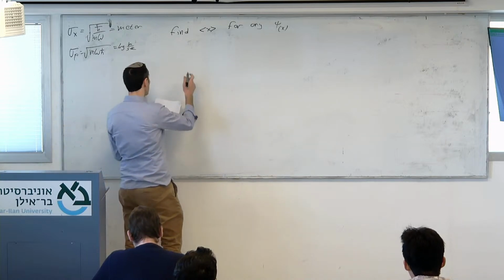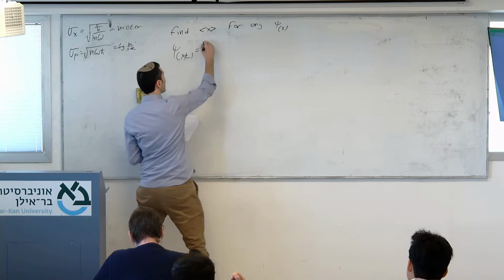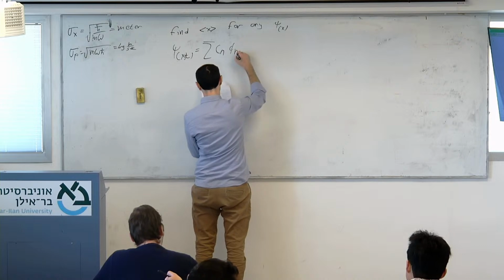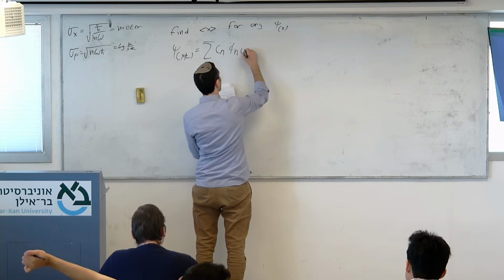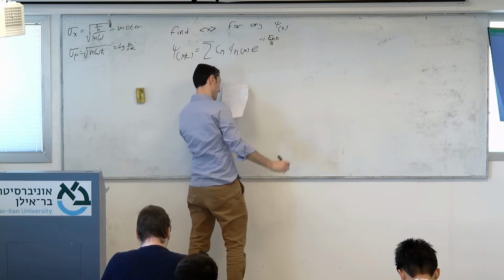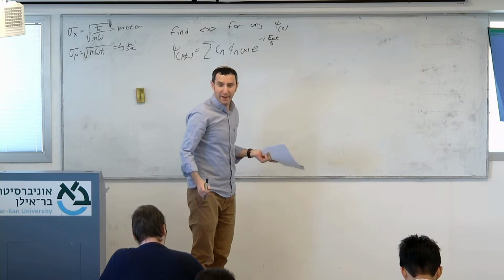Well, you know that in general, psi of x and t is a summation over cn's times psi n of x times e to the minus i En t over h bar. Instead of En t over h bar, I'm going to write omega n.